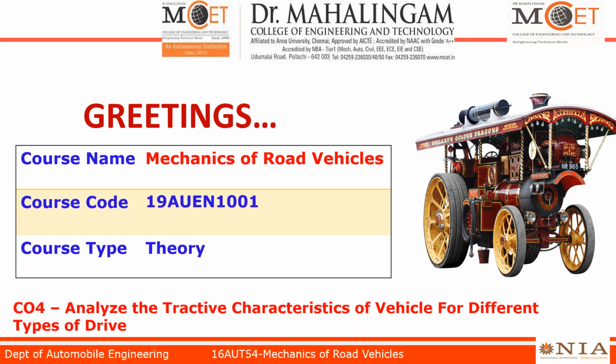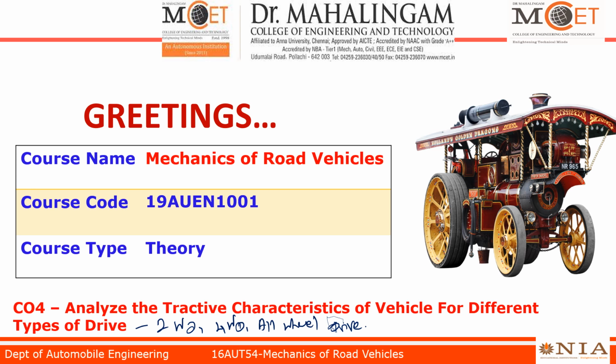We are in CO number 4, analyzing the tractive characteristics of vehicle for different types of drive. We know that there are three types of drive that we are allowing into our vehicle. First one is two-wheel drive, second one four-wheel drive, after that all-wheel drive. Since four-wheel drive and all-wheel drive both come under the same conditions, there is some difference between four-wheel and all-wheel drive that we can see later.